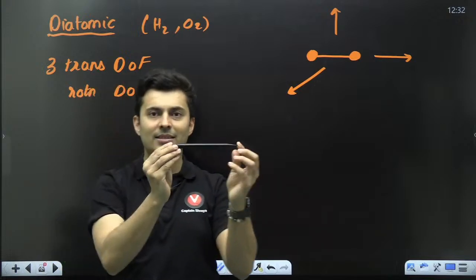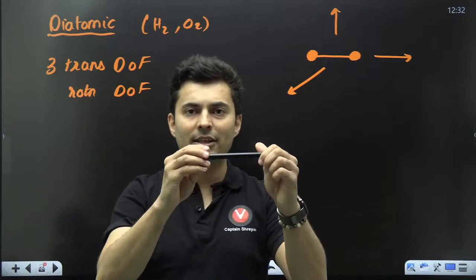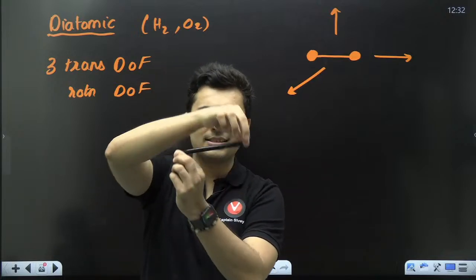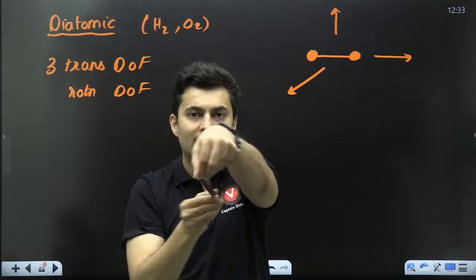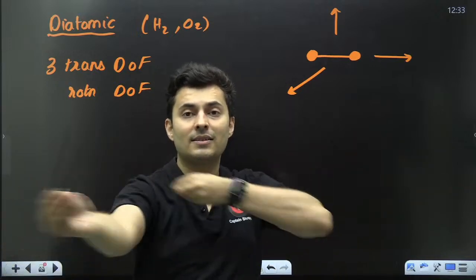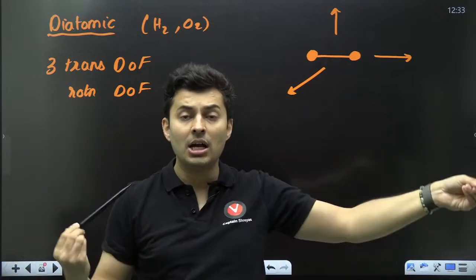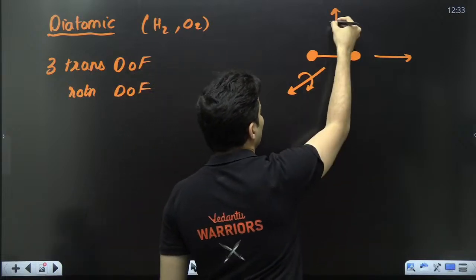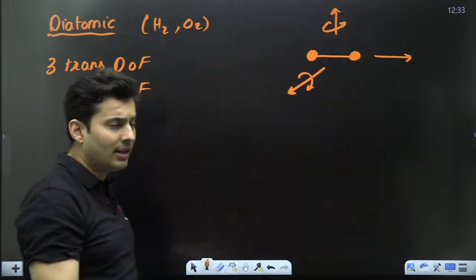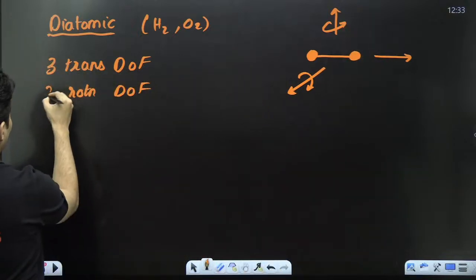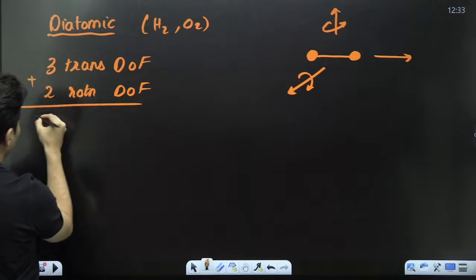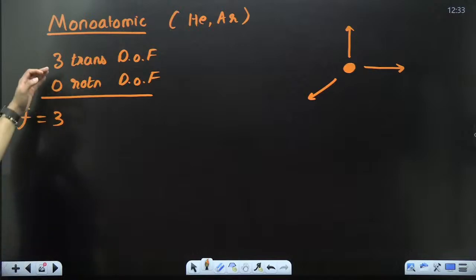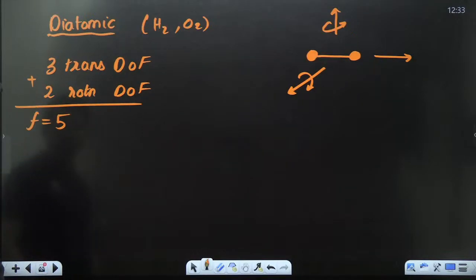Look at it. If this is a pen, it is rotating like this. If it is rotating like this, it has negligible energy. But if it rotates like this, or like this, then the masses are going in circles, and those have moment of inertia and also kinetic energy. So it has 2 rotational degrees of freedom. So the total degrees of freedom is basically 5. That's how you count the degrees of freedom for mono and diatomic molecules.